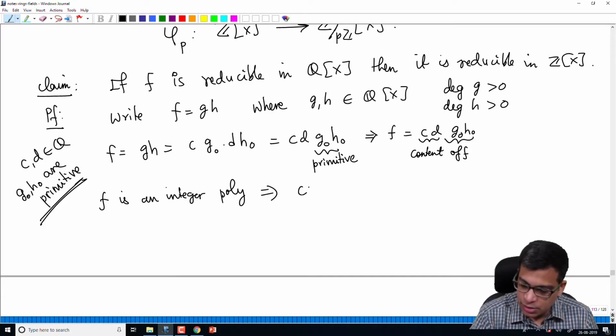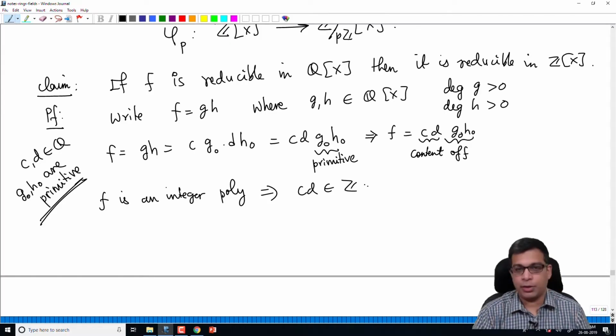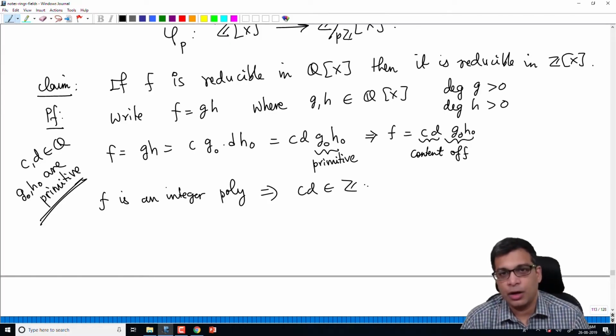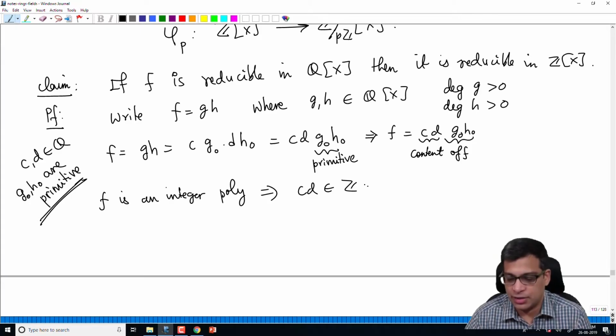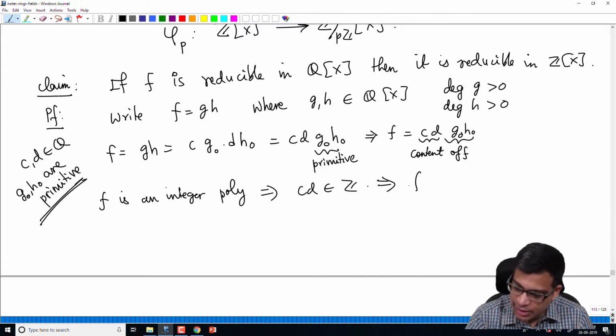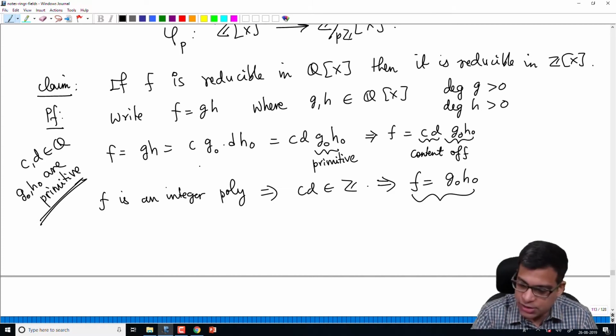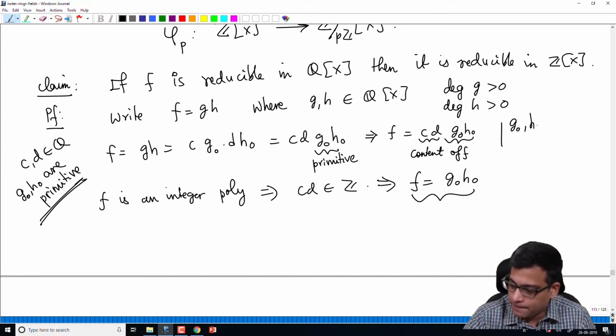This means cd is in Z, right? Because content is for an integer polynomial, content is an integer. Content is simply the GCD of its coefficients. So cd is in Z. That means f can be written as g0 h0, right? And remember, g0 h0 are primitive.